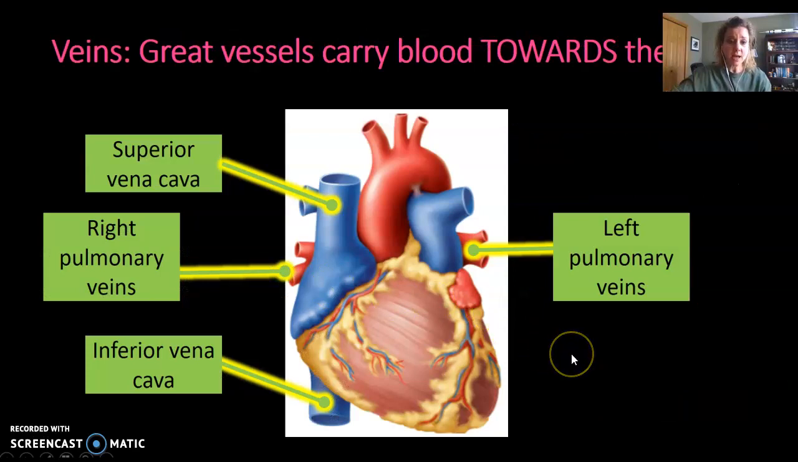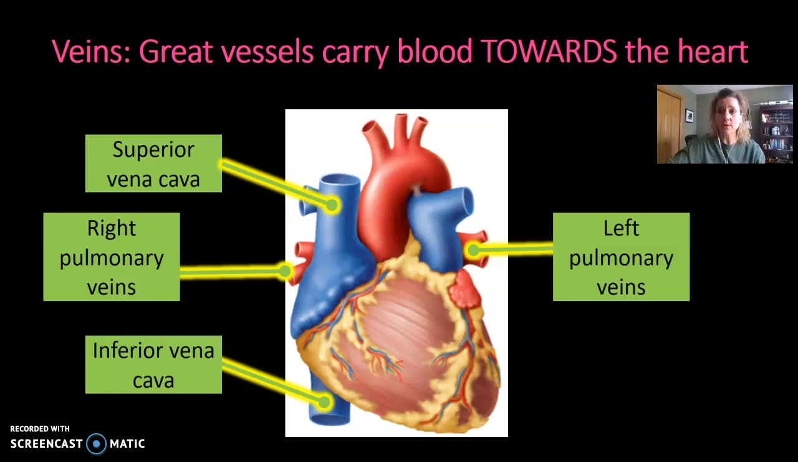All right, so let's go through the great vessels that are considered veins. Now remember that veins are going to carry blood toward the heart. Two of the main veins that carry deoxygenated blood back to the heart from the rest of the body are the superior vena cava and the inferior vena cava. The superior vena cava is going to bring deoxygenated blood from the arms and the head back to the right atrium of the heart. And the inferior vena cava is going to carry deoxygenated blood from the abdomen and the lower extremities back to the right atrium of the heart.